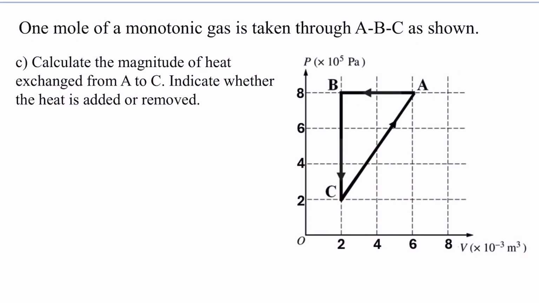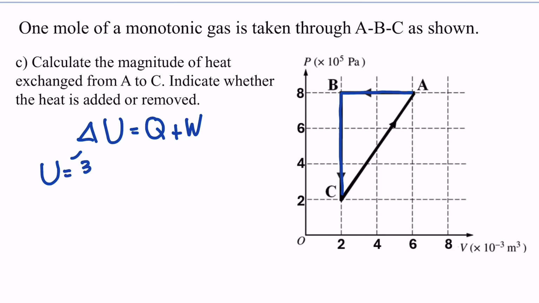The next part looks at the heat added or removed going from A all the way to C. And here again, I'm going to use the first law of thermodynamics, where delta U equals Q plus W. And I can find delta U and W from the graph. First, I'll find delta U.